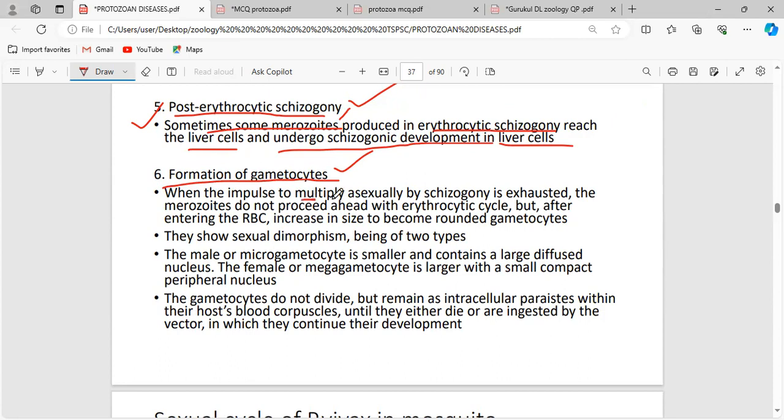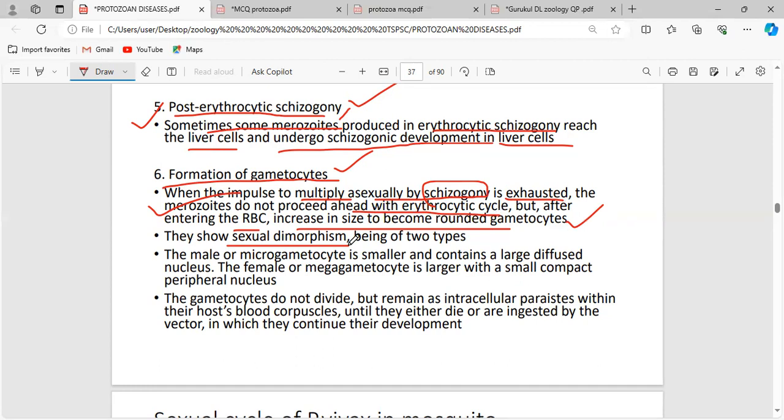When the impulse to multiply asexually by schizogony is exhausted, which means what? After the reproduction has been completed, these merozoites do not proceed ahead with another erythrocytic cycle, but after entering the RBC, they are going to undergo some structural modification, like an increase in size, to become the gametocytes, and that structure we are saying is the gametocyte. They show sexual dimorphism, and the gametocytes formed as the end product of the erythrocytic schizogony can be seen as two different types of cells.